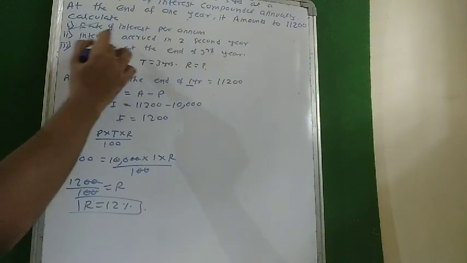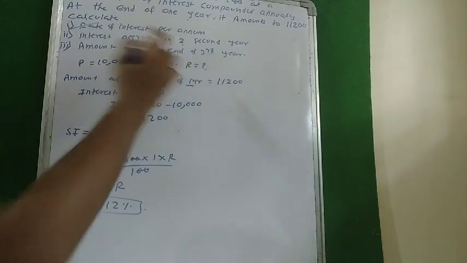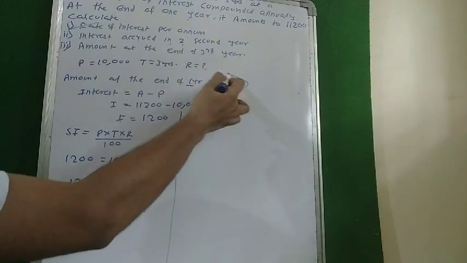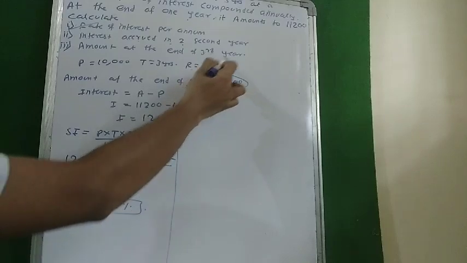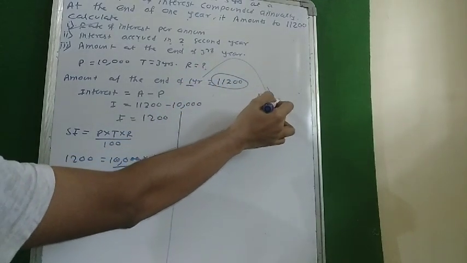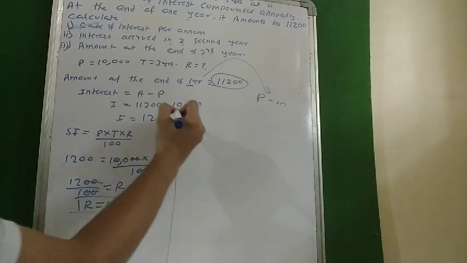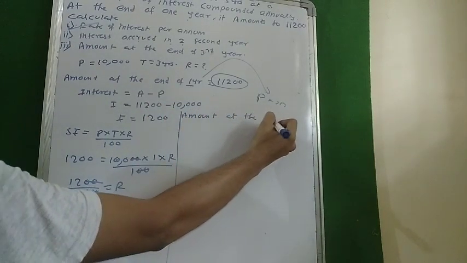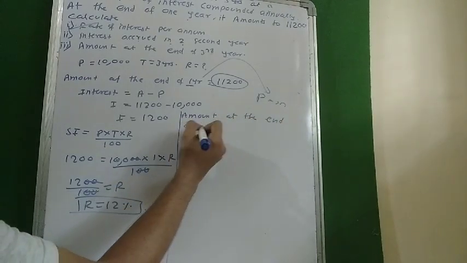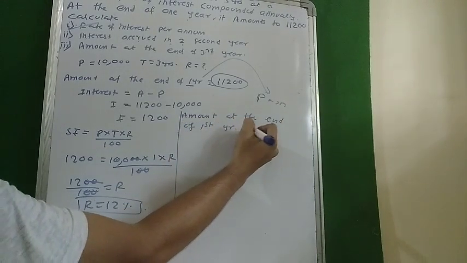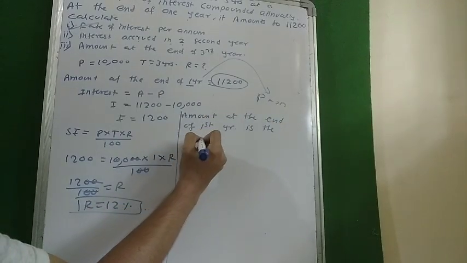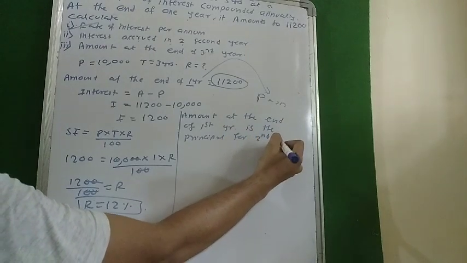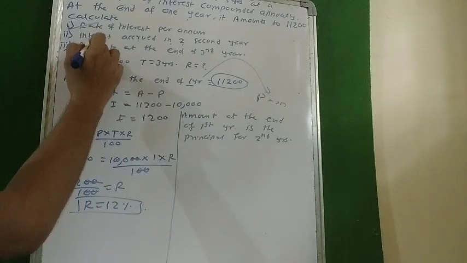What is the next question? Interest accrued in the second year. Only they are asking about the second year. See, this is the amount at the end of 1 year. And the amount at the end of 1 year is the principal for the second year. Therefore, amount at the end of first year is the principal for second year. So what we are asked, we need to find the interest.